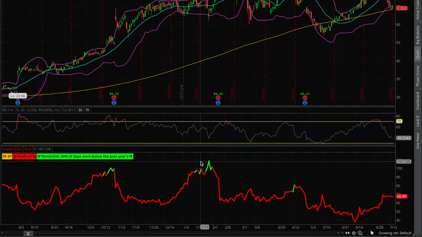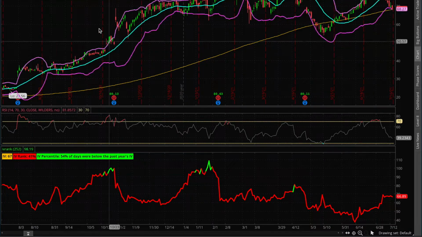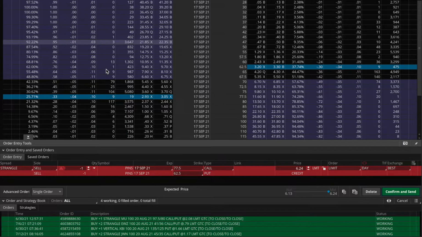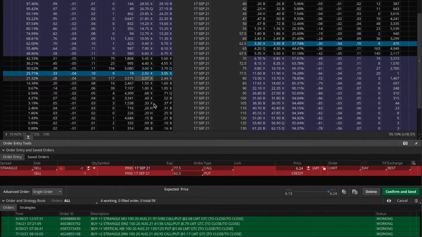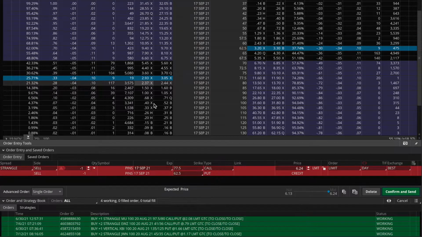Now, what if the stock actually moves beyond what is expected? Let's say Pinterest actually moves up by $10 or $12 and it breaches my call strike. It's because of situations like this, because yes, sometimes the stock will move beyond what is expected, that I prefer to select my strikes a bit beyond the expected move. So I personally would not choose these two strikes.